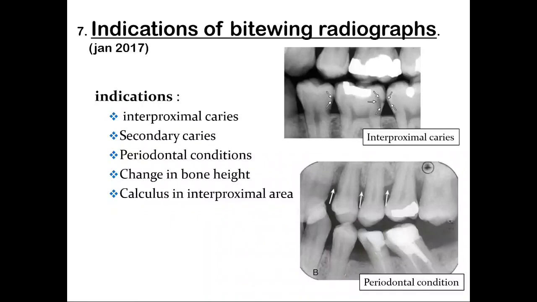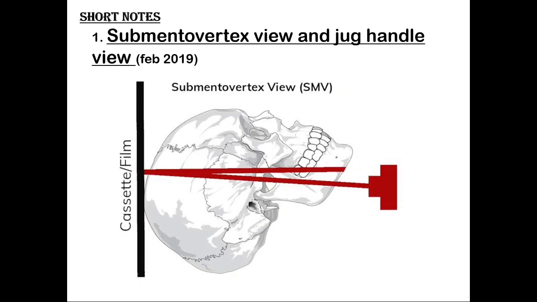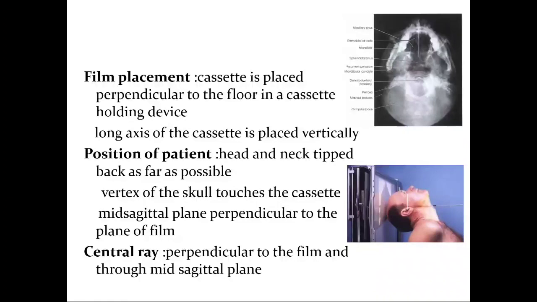So again, the question has been asked about indications of bite-wing radiographs, which I've already explained. Next chapter is about the extraoral radiographs and the other specialized imaging techniques. The short notes that can be asked in this chapter are the submentovertex and the jug handle view. Once a question has been asked about extraoral radiographic techniques, you should follow these headings: the film placement, the position of the patient, the central ray point of entry, and the exposure parameters.